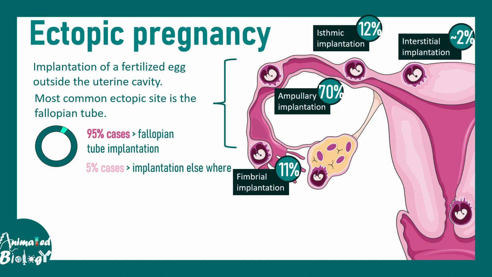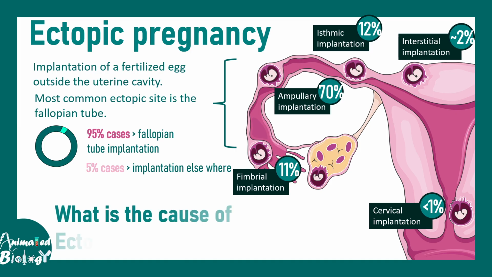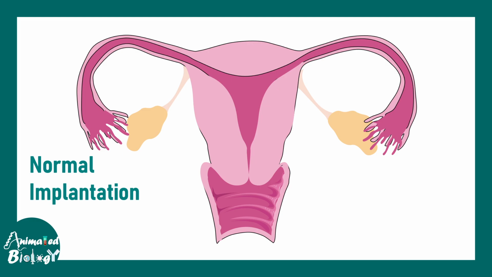Then interstitial implantation is very rare, and on the rarest of rare occasions, the implantation can happen in the cervix as well. And in some cases, almost negligible implantation can also happen in scar tissue outside the uterus, but that's ultra rare. The question is, what is the cause of this ectopic pregnancy? Why does implantation happen elsewhere, where it is not supposed to? So let's dig deep in.